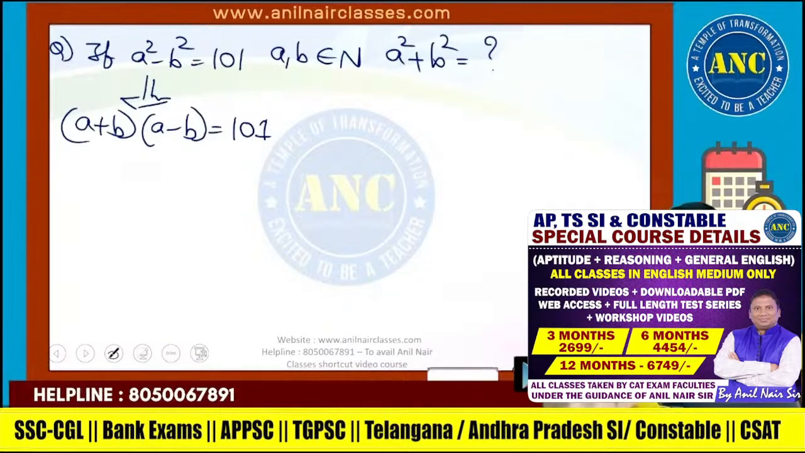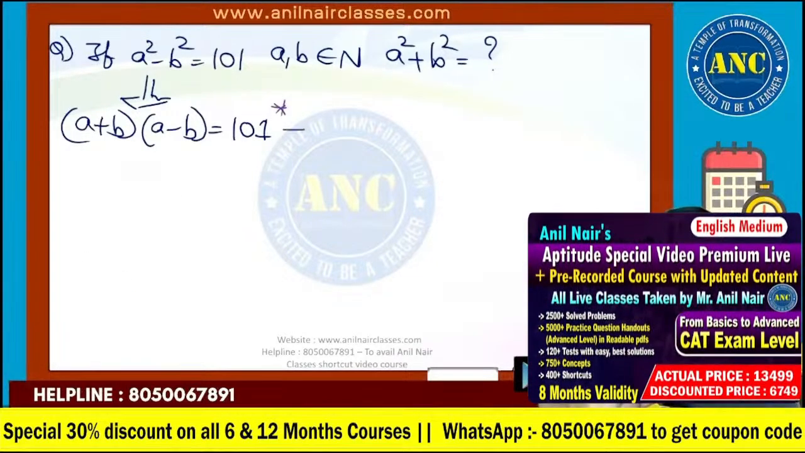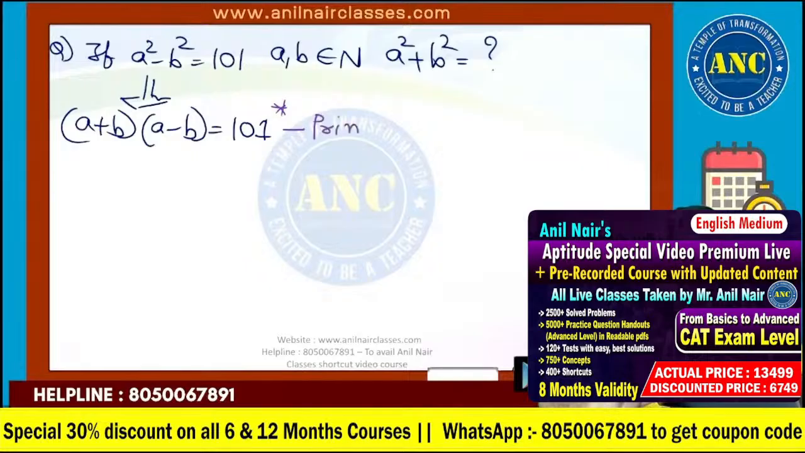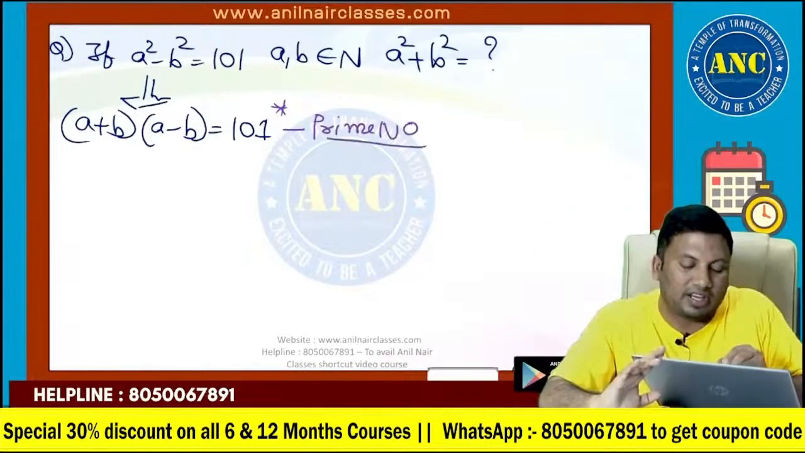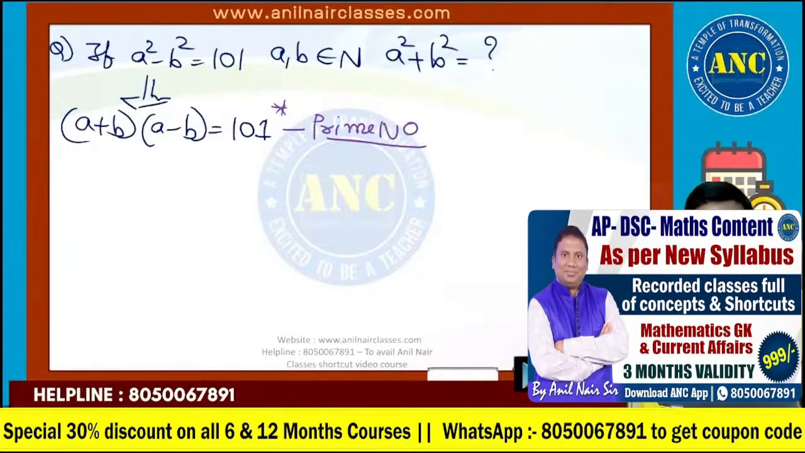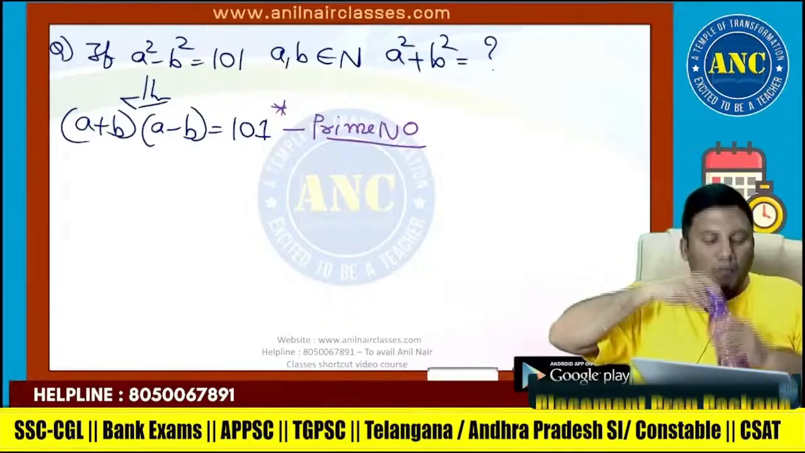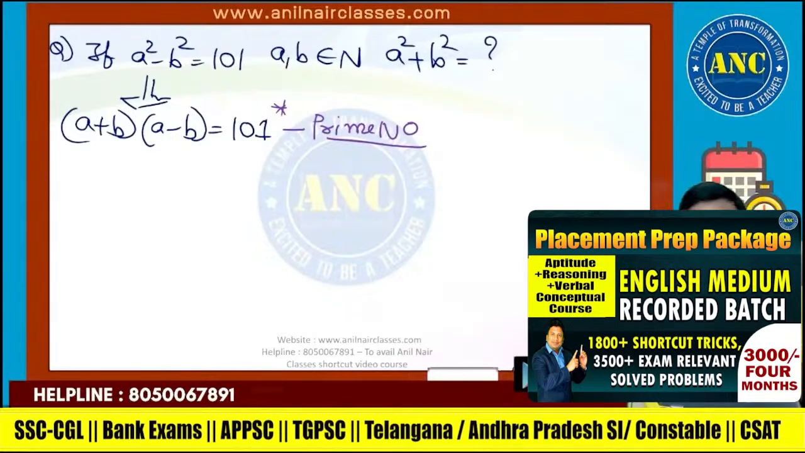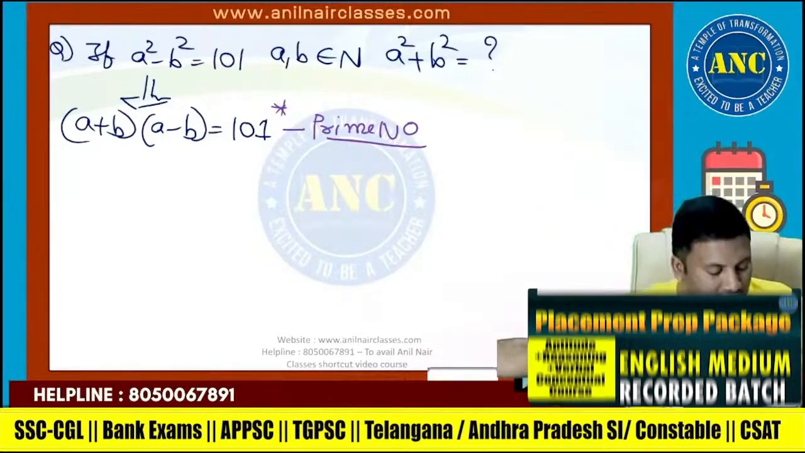Now listen carefully. 101 is a prime number. Two doubts students will get. Sir, what if the right hand side is a prime number? What if it is a composite number? Just 1 minute, sir. All the cases, not a single doubt you will get in my class, right?